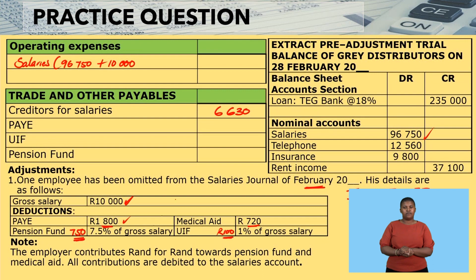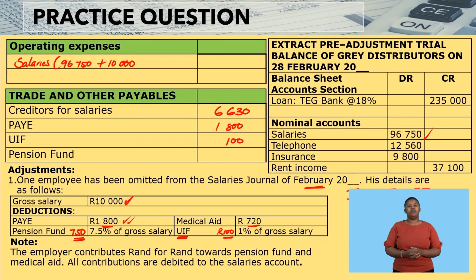All right, so let's come now and record the other amounts. Your pay as you earn comes into your trade and other payables, so your pay as you earn is 1,800. For UIF, I only have UIF deductions. I don't have contributions. So I'll just bring my UIF. Remember, it is 100 rand.